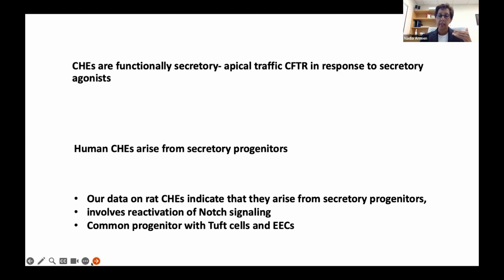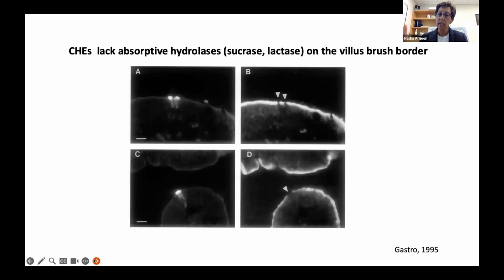So this is very interesting: you have a predominantly secretory cell that is sitting in an absorptive epithelium. The new data supports my old published data that in the human small intestine, on the villi, you can see these cells present, but they lack absorptive hydrolases on the brush border, both sucrase and lactase. We know that the villus epithelium is absorptive because it expresses absorptive hydrolases, except for these cells.